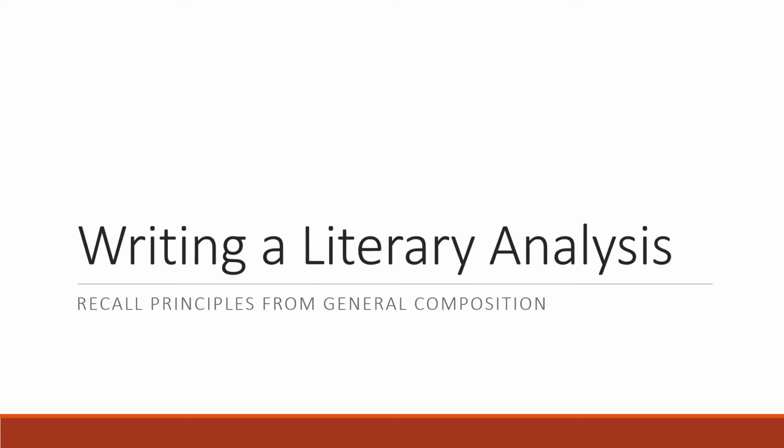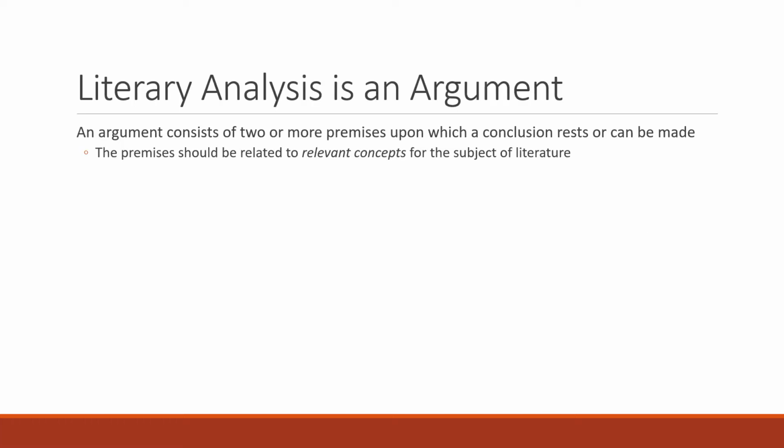So let's recall some principles from our college composition class as we begin to write a literary analysis. First of all, literary analysis is first and foremost an argument. And an argument, as we remember, consists of two or more premises upon which a conclusion rests or can be made. The premises should be related to relevant concepts for the subject of literature, and we'll talk about that in a moment. The claim made by the literary analysis must be arguable, and it must be focused.